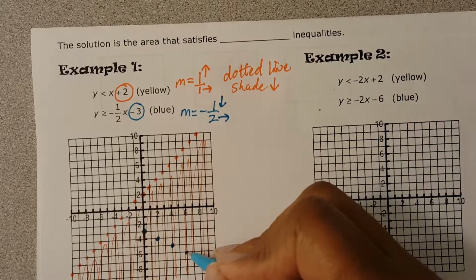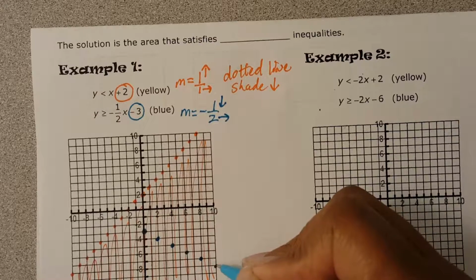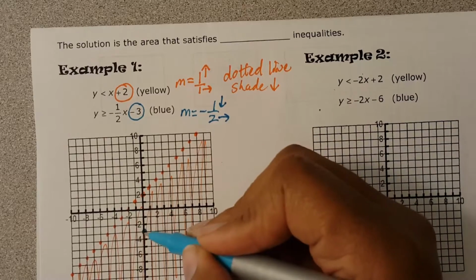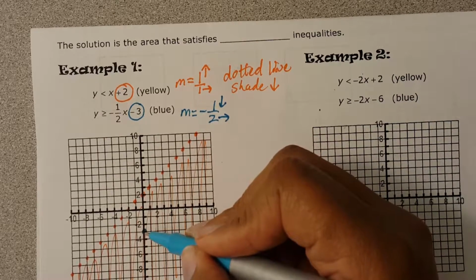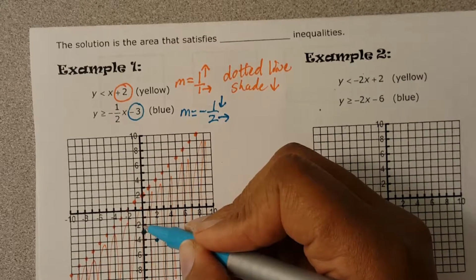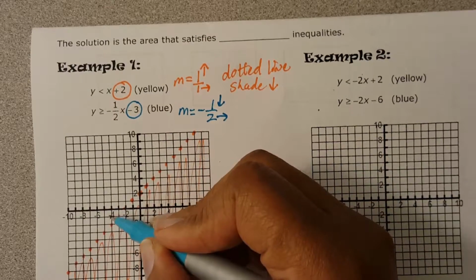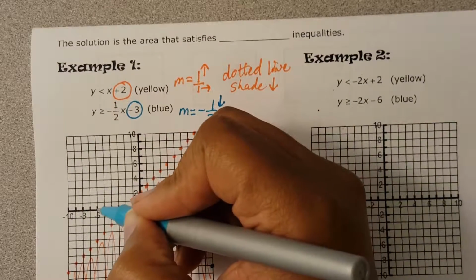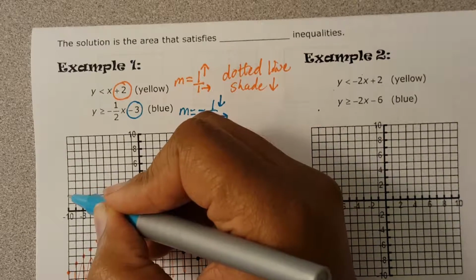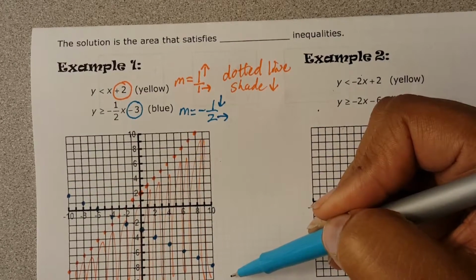Down 1 and right 2, continuing the pattern. I will now reverse those directions. So when I start at my y-intercept, instead of going down, I will now go up 1 and left 2. Up 1 and left 2, continuing the pattern. You will notice my line is now going in a negative direction.